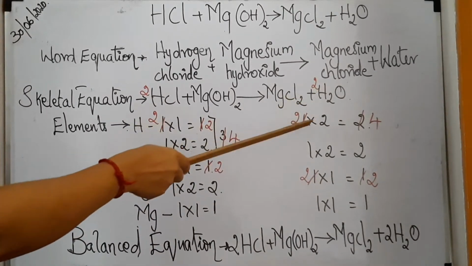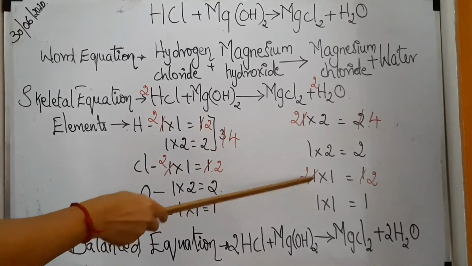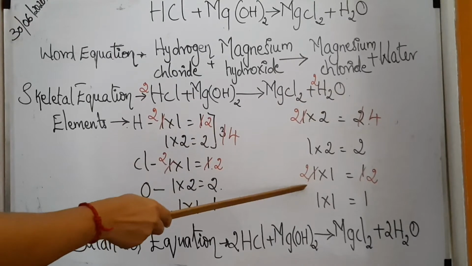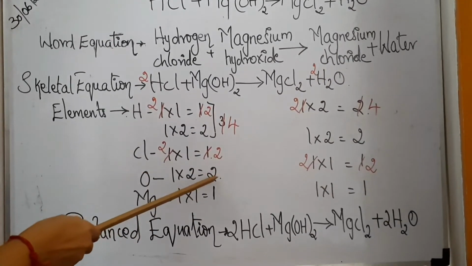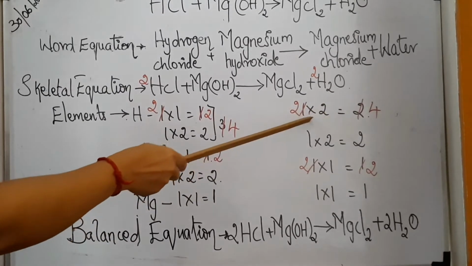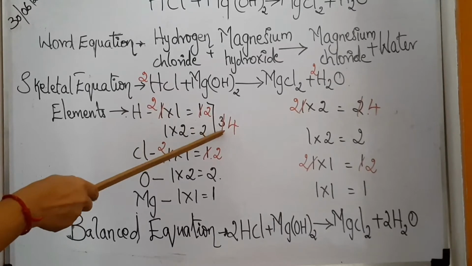Here I add 2. 2 into 2 becomes 4. So I need to change oxygen also. 2 into 1 becomes 2. Now see, this has got balanced. Right? Now, here when I have done that, here also hydrogen has to be changed because previously it was 3.